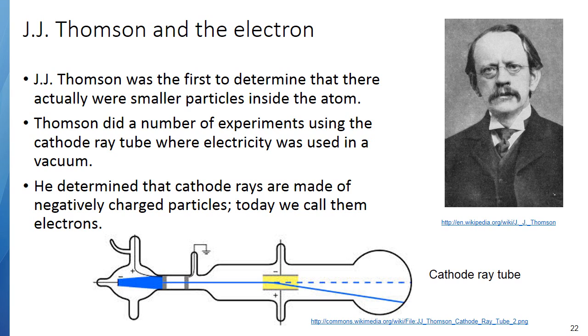When he put a magnetic field beside the cathode ray, he discovered that it was drawn to the positive side of the magnet, which means that the particles themselves were negative. And so he, in fact, discovered the electron. The thing about Thomson, we'll go on to the next slide.